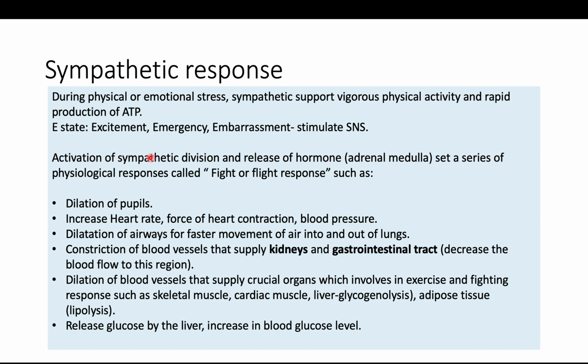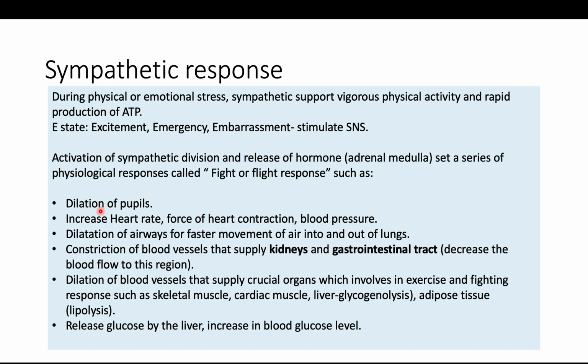Okay, now let's take a look at the activation of the sympathetic divisions and the release of hormones. For example, in the adrenal medulla, it will release epinephrine and norepinephrine. What they will do is dilate the pupils so that you will have far vision. The dilation of the pupils means that the diameter of the pupils is going to increase. Why is that so? To increase the length of vision, so you will have far vision during the fight and flight response.